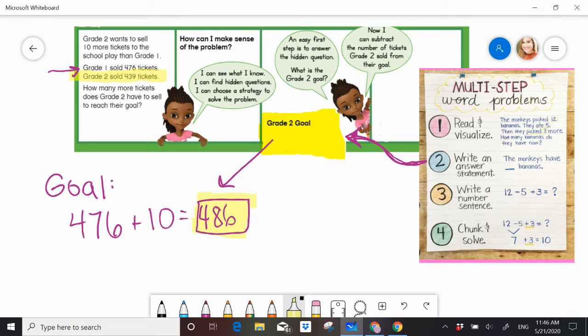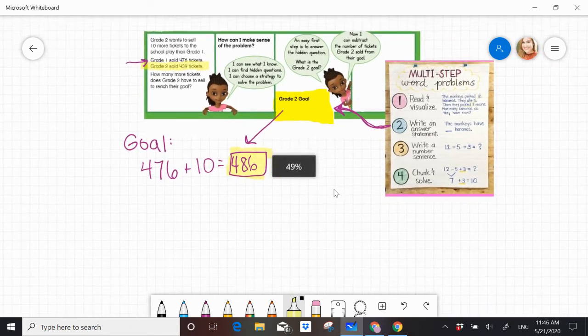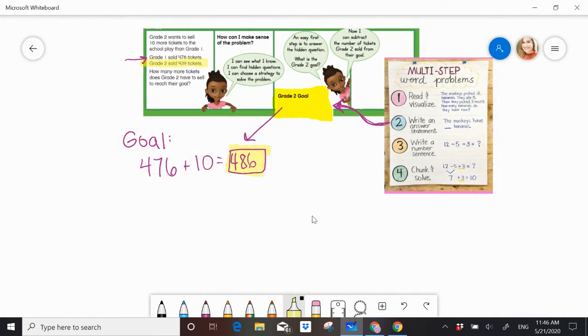I can go 439 plus how many is going to get me to 486. I can do that because the numbers are close together. Close together, count on; far away, subtract. You can count on if you want, but I always just like to do subtraction because we're in the subtraction unit. So I'm just going to do the subtraction for it, and I'm going to show it to you.